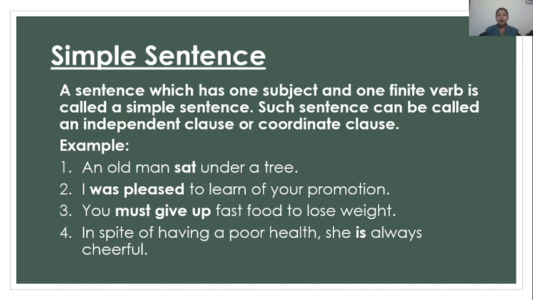Now, let's try to understand these simple sentences with the help of the given examples. An old man sat under a tree. So, find out the number of subjects and the finite verb in this. An old man is my subject, and the finite verb is sat. Okay, so as the sentence has only one subject and one verb, what kind of sentence is this? It is a simple sentence.